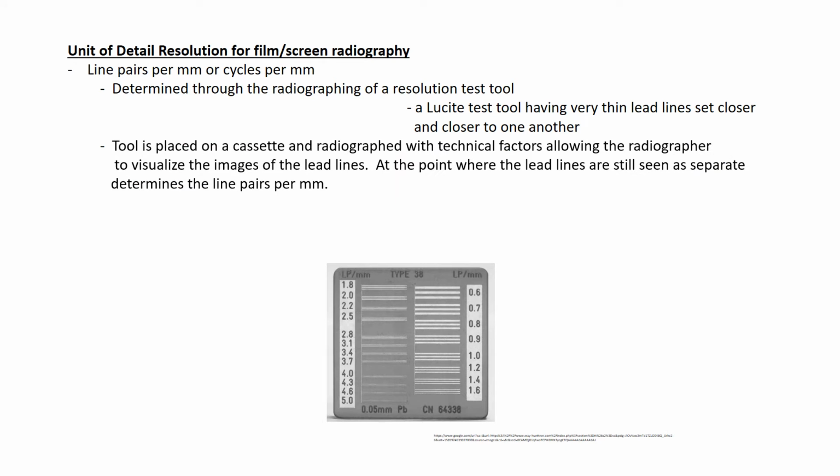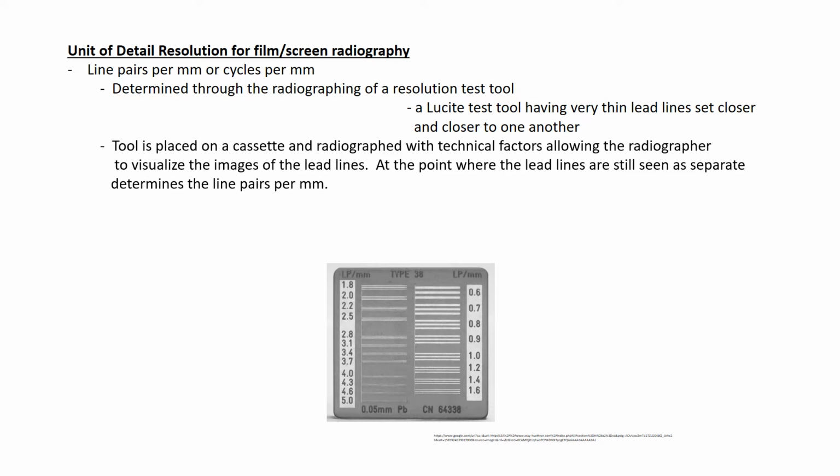What you do is you take the tool, you put it on top of a cassette, and you radiograph it. So the tool is placed on a cassette, and it's radiographed with technical factors that allow you, the radiographer, to visualize the images of the lead lines. You would get a radiograph just like what you see on the screen right now. And the point where the lead lines are still seen as separate lines determines the line pairs per millimeter.